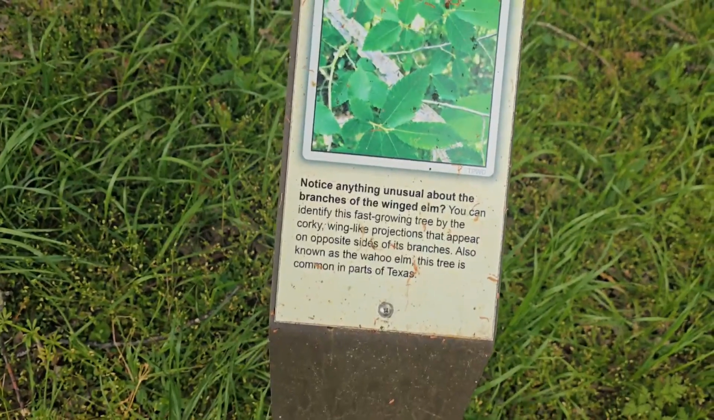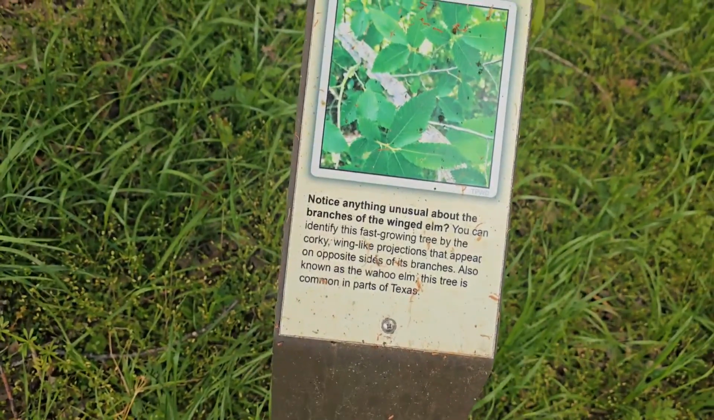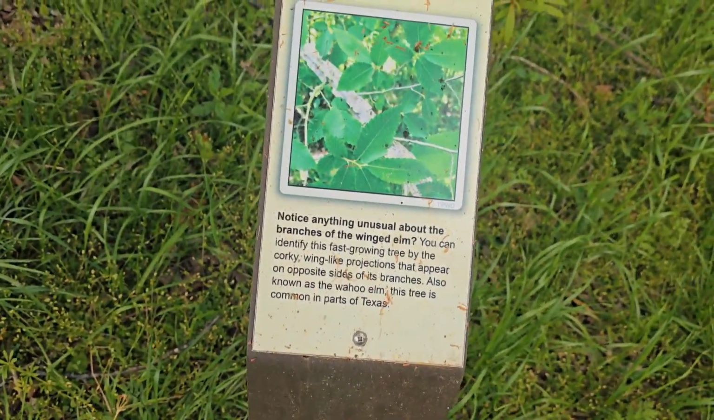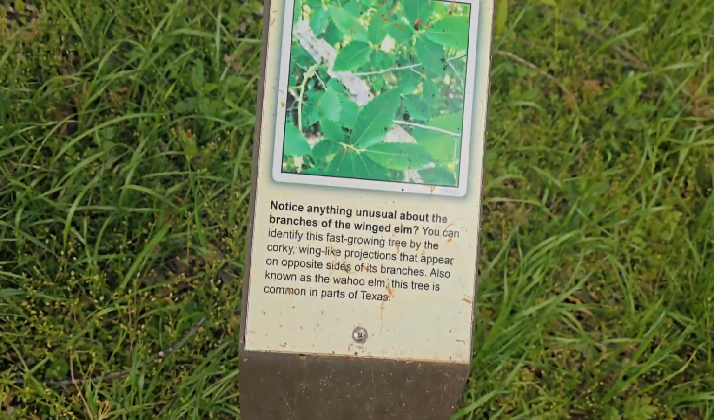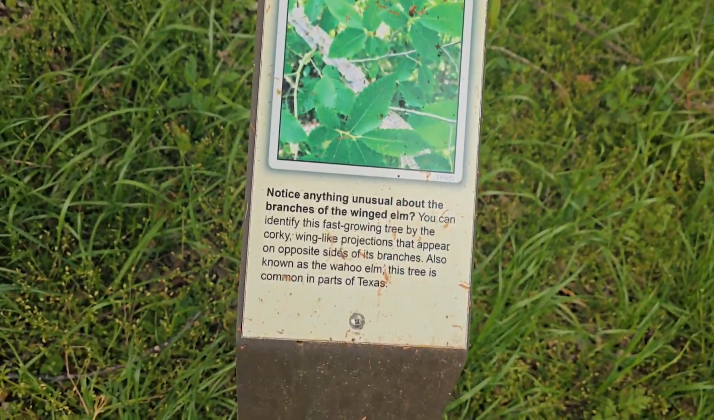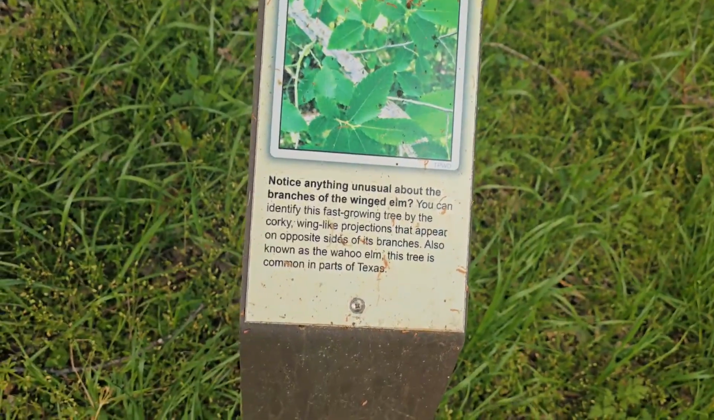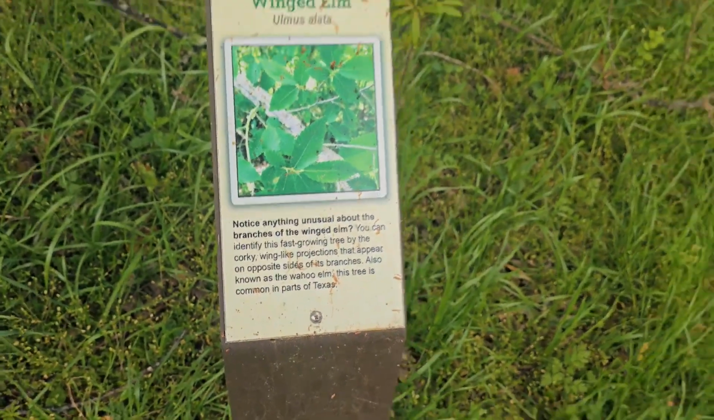Fast growing tree, identified by the corky wing-like projections that appear on the opposite side of its branches. Also known as the wahoo elm, this tree is common in parts of Texas.